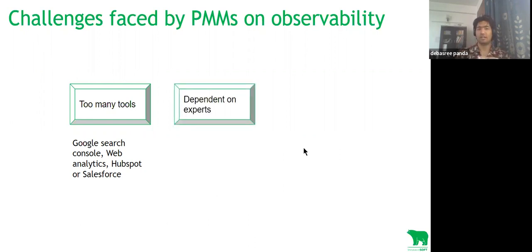The second challenge is dependence on experts. We have worked in a large organization where digital marketers do not allow any other team members to visualize the web analytics. They do not give the access. That's again a problem. So PMMs and other leaders are quite dependent on these digital marketers. And at times when the digital marketer goes on a vacation, you may not be able to access all this data.